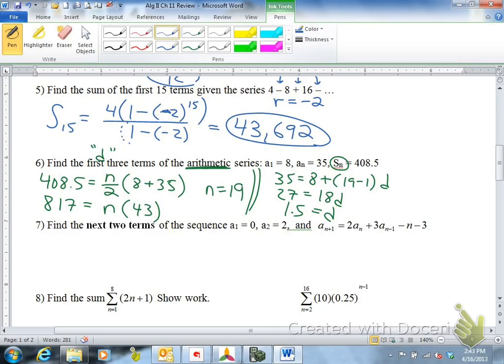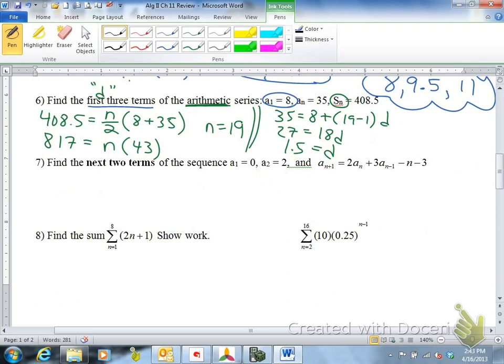You're still not done. 1.5 is your d. Your first term is 8. You have to find the first 3 terms, so the first 3 terms would be 8, 9.5, and 11.